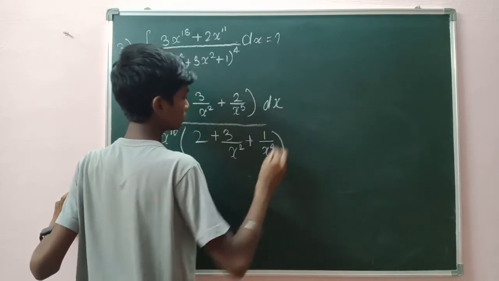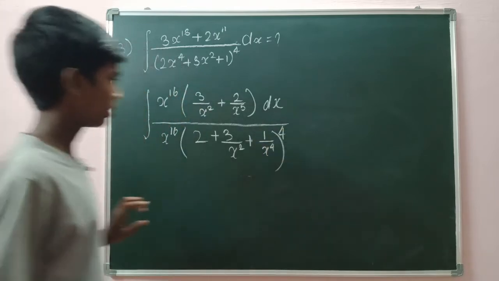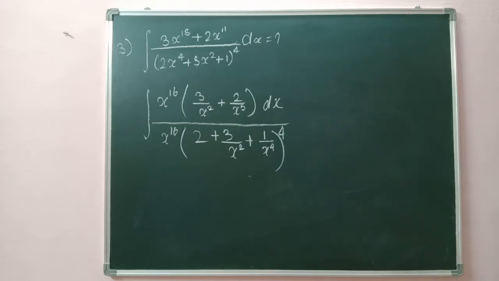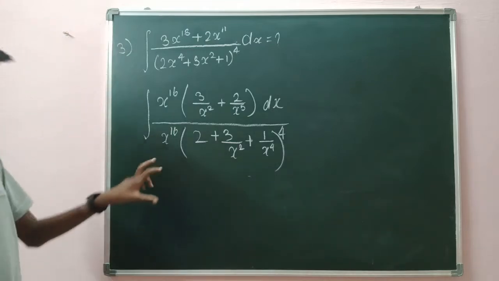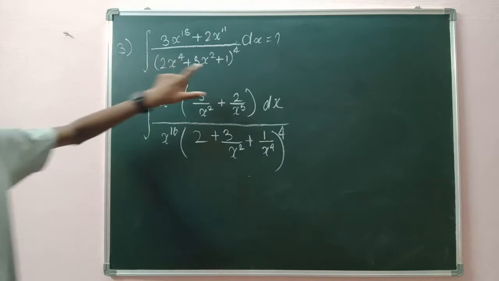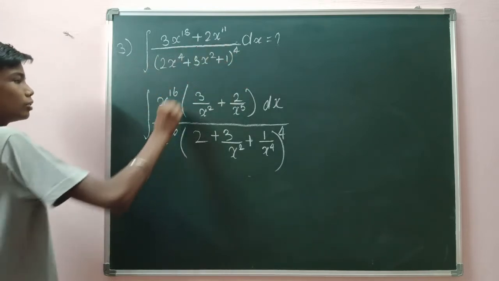Then I will have whole power 4 here. Correct now? I think this is something you will get when you take x power 16 common on both numerator and denominator. So now, people, it's going to be very simple. Remember that we are having whole power 4 in the denominator. So now I can cancel these two terms.